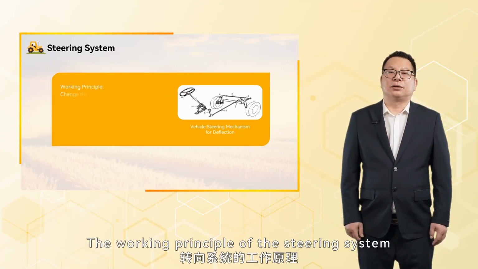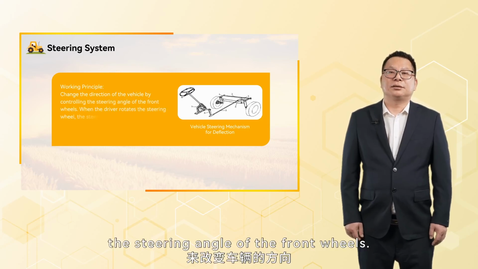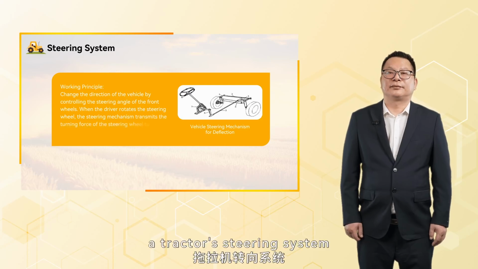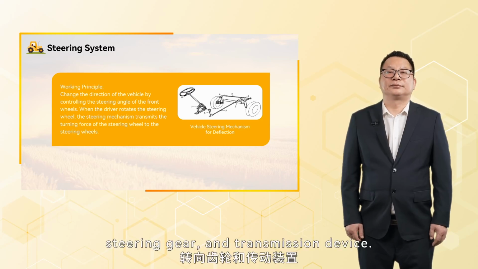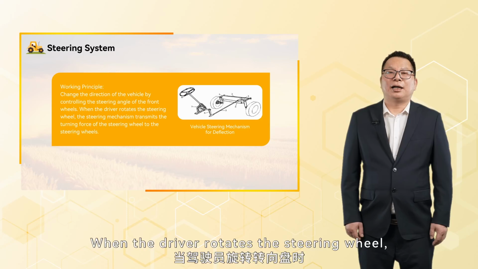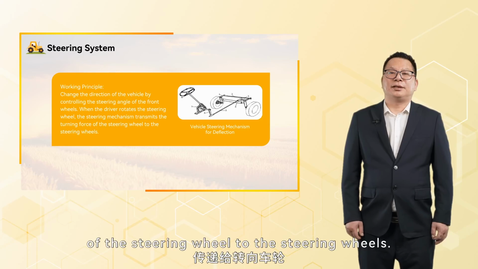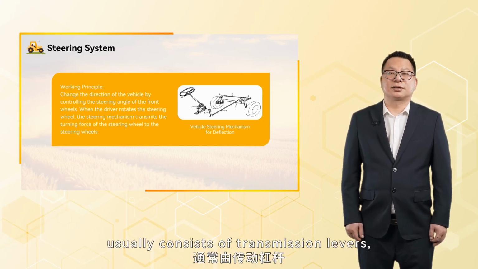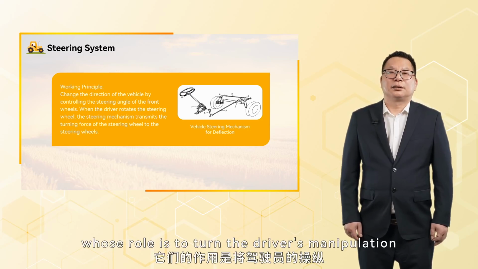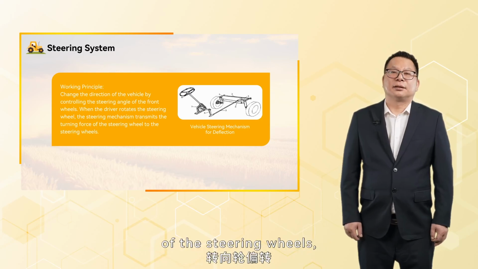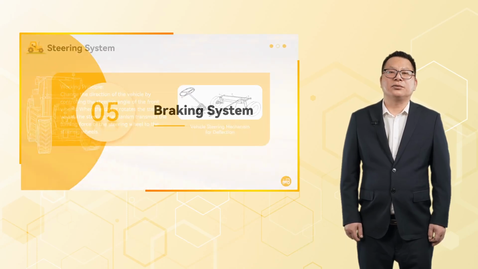The working principle of the steering system is to change the direction of the vehicle by controlling the steering angle of the front wheels. Generally speaking, a tractor's steering system includes a steering wheel, steering mechanism, steering gear, and transmission device. When the driver rotates the steering wheel, the steering mechanism transmits the turning force of the steering wheel to the steering wheels. The steering mechanism usually consists of transmission levers, universal joints, and links, whose role is to turn the driver's manipulation into corresponding deflection of the steering wheels, ensuring that the deflection angles of the inner and outer steering wheels meet requirements.